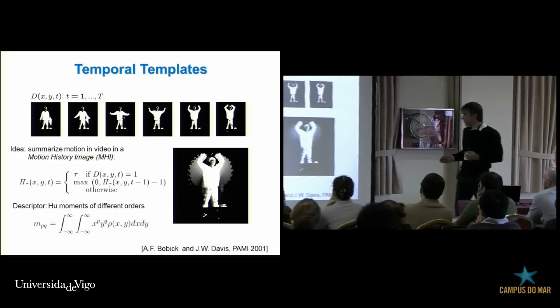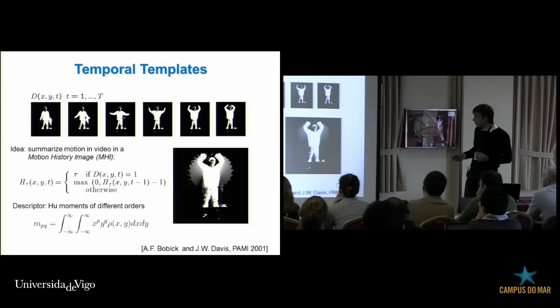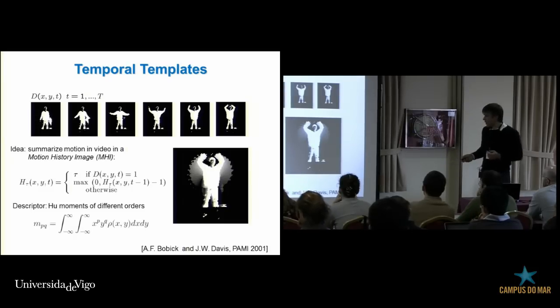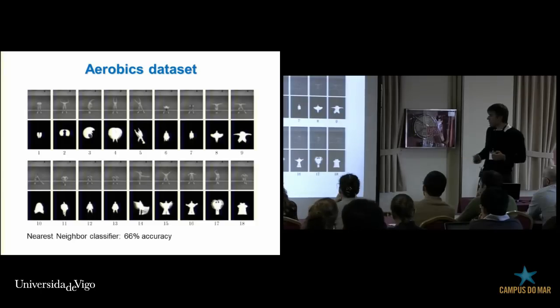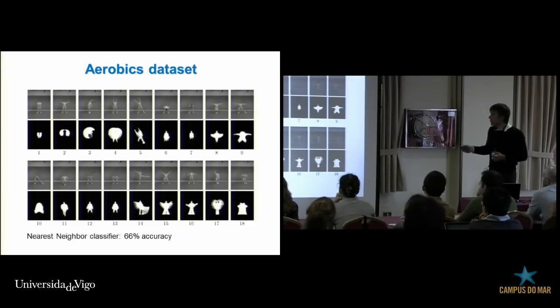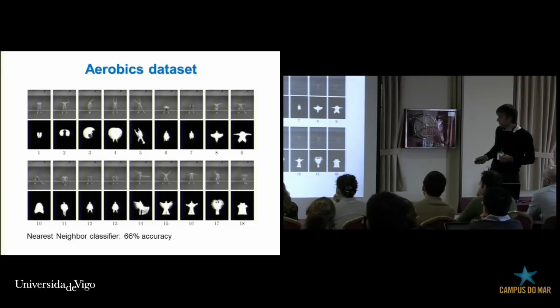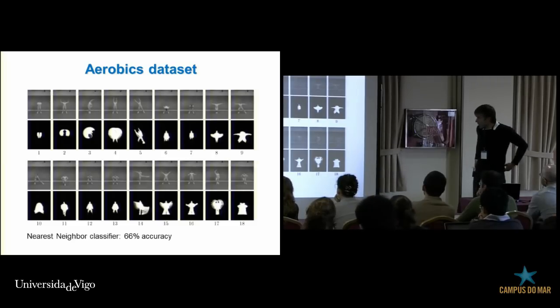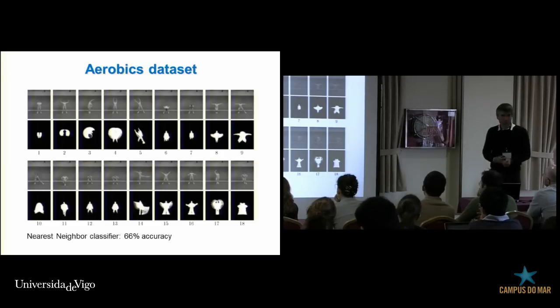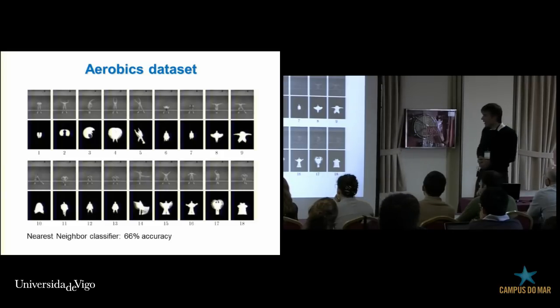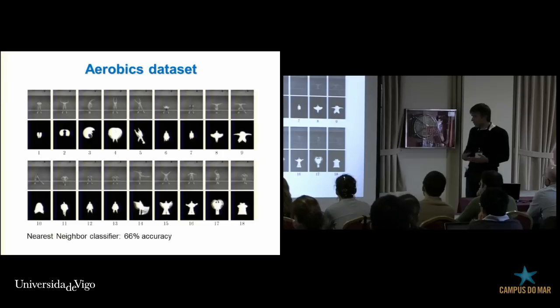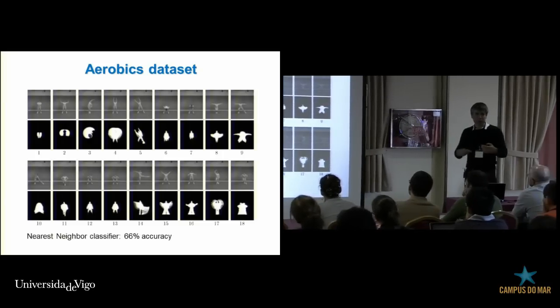And then there are some simple descriptors defined on this, like some moments, and there is a nearest neighbor classification on such a data set of aerobics, which gives 66%. So this is something quite simple, very easy to do. You can program it in half a day, and actually it has been used. They've shown some applications for human-computer interaction.